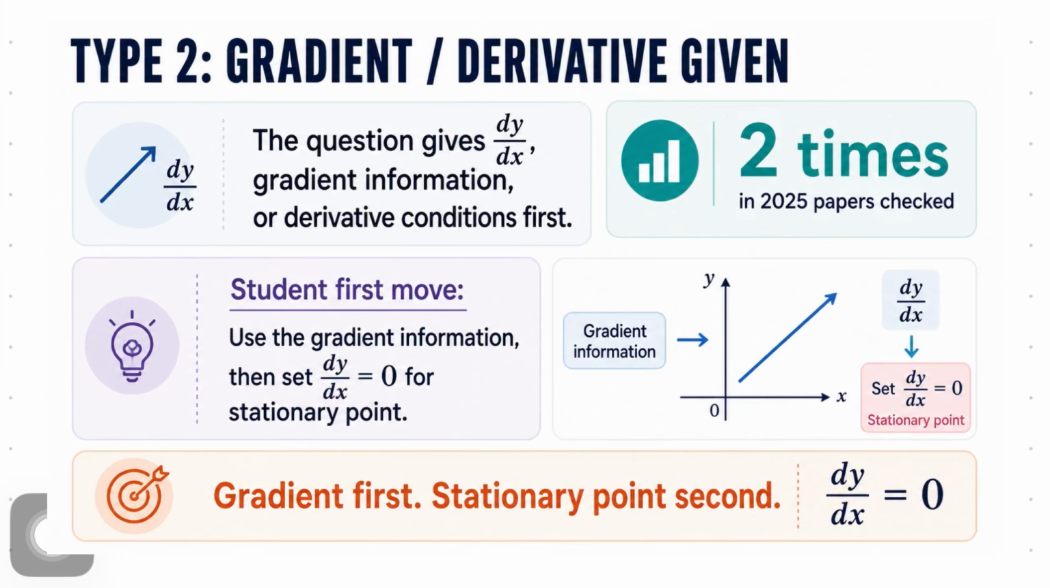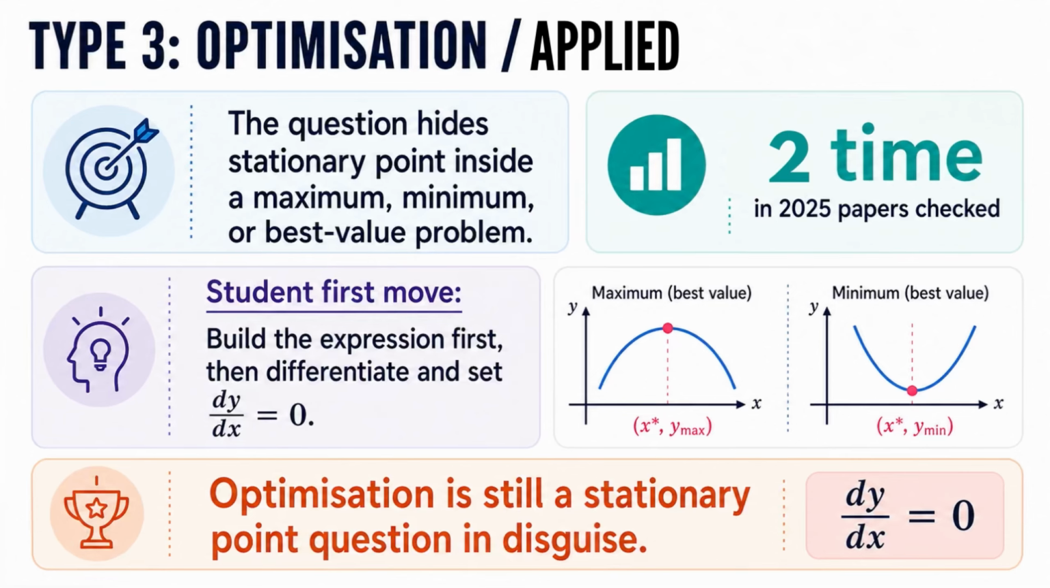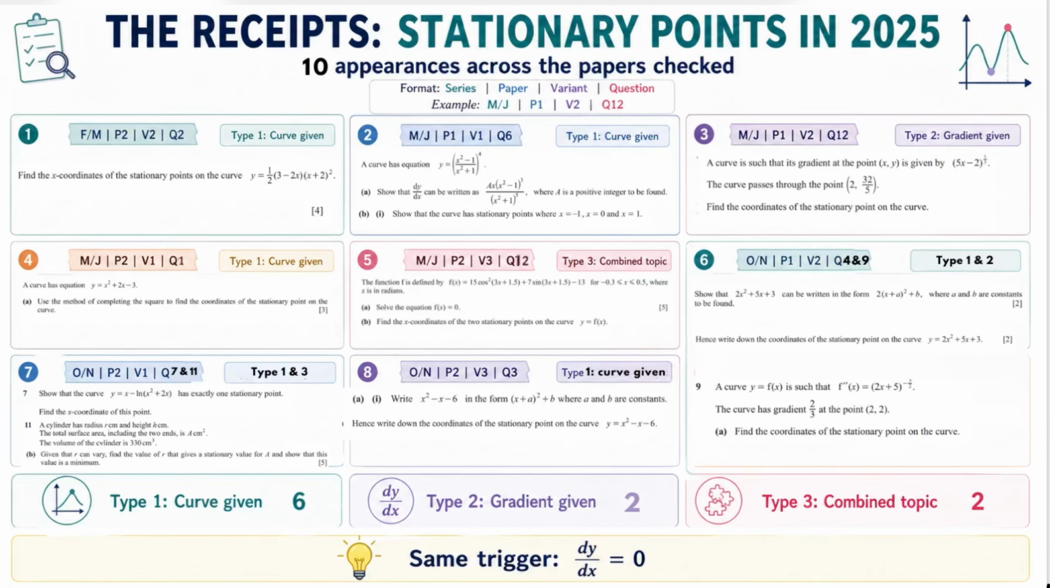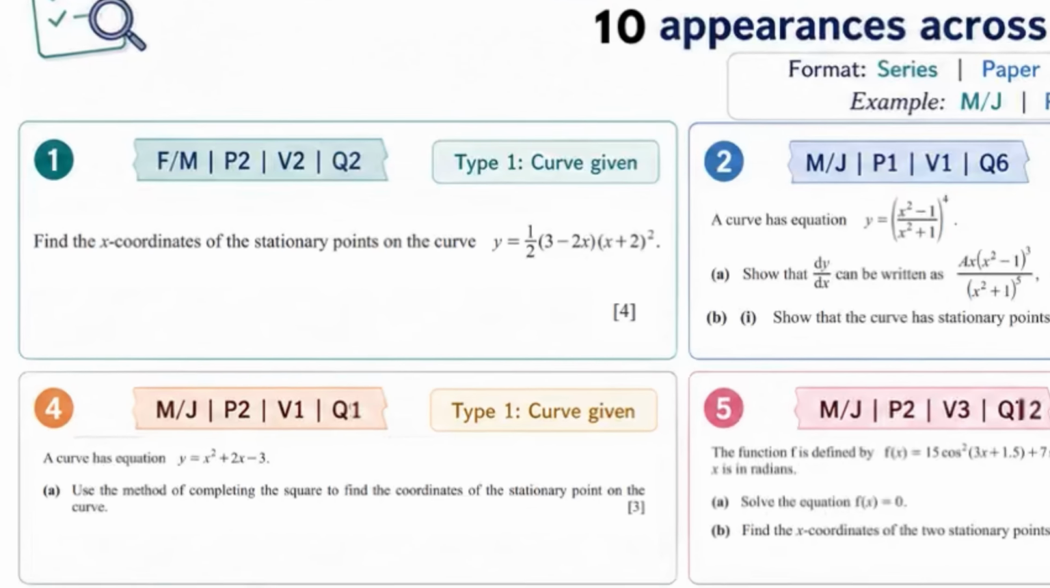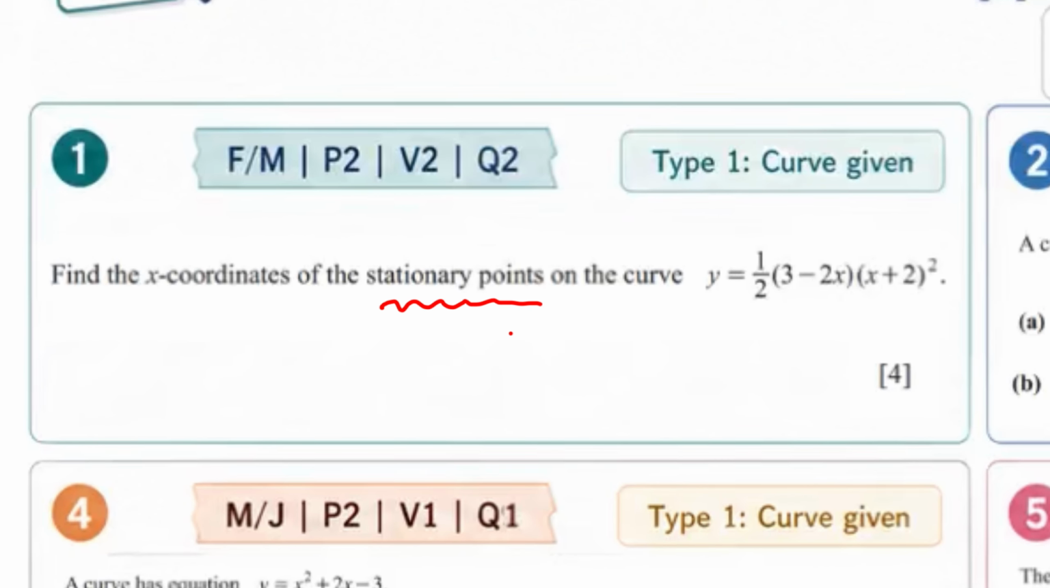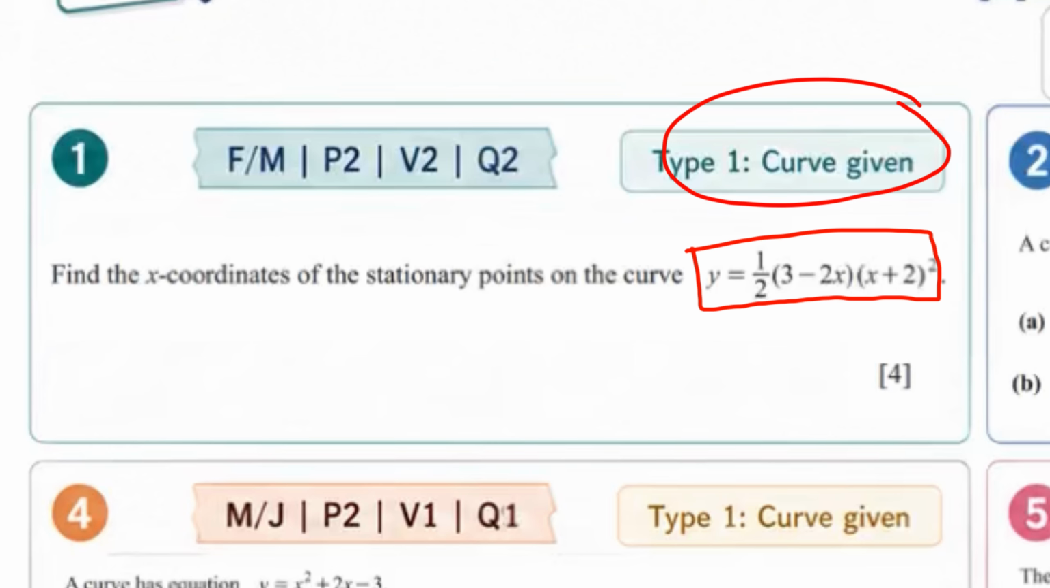Type 2 is when they give you a gradient. And type 3 is where they combine a lot of chapters. If you remember, I've mentioned that this is the most favorite question. I'm going to tell you why. February, March: the keyword here is stationary point and a curve is given. This is type number 1.